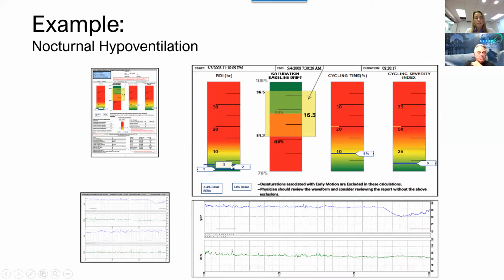So our RDI is actually fairly normal, but we have a very pronounced baseline saturation drift and a low cycling time and low cycling severity index.